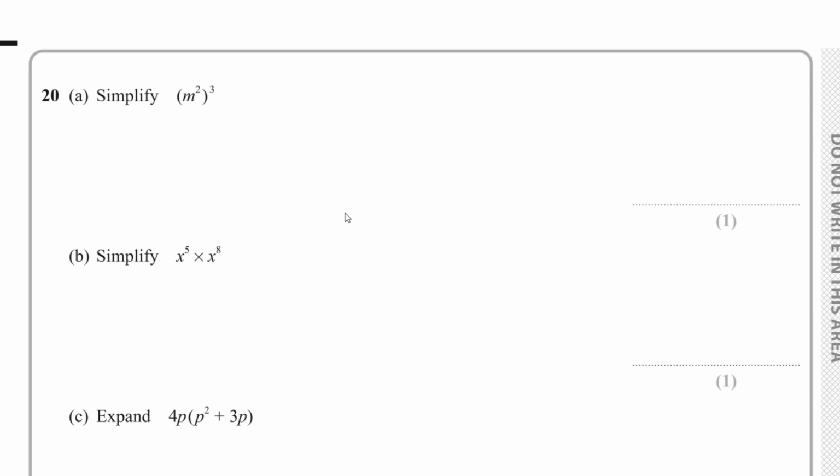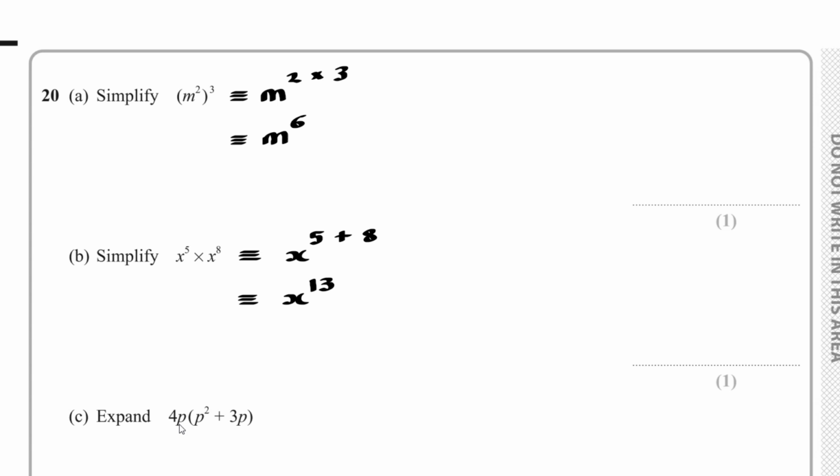Question number 20, part A, we have to simplify m squared cubed. Well, here we have a base to a power to another power, so we multiply the powers, leaving us with m to the power of 2 times by 3, so we have m to the 6. Part B, we have to simplify x to the 5 times x to the 8. We have the same base and we are multiplying, so we add the powers, so we have x to the 5 plus 8, which is x to the 13.